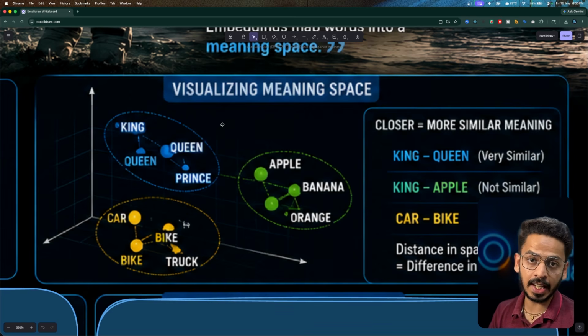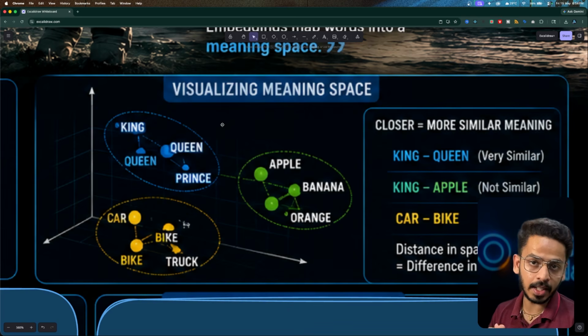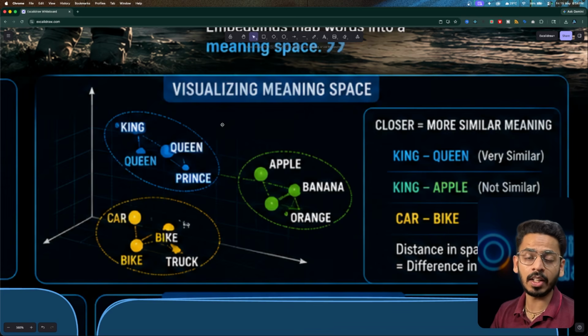When we have king, then we have queen, prince, princess. When we talk about all these words, we have a similarity, right? This similarity means that these words come under a meaningful space where we talk about kingdom, king or queen. So we can say these words are related.